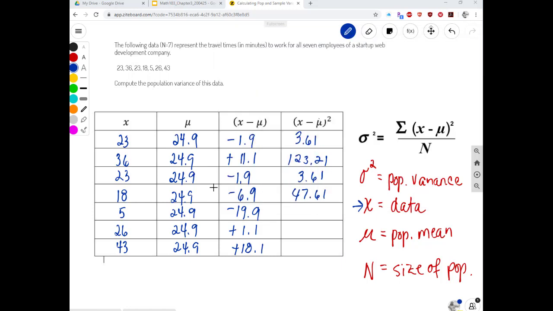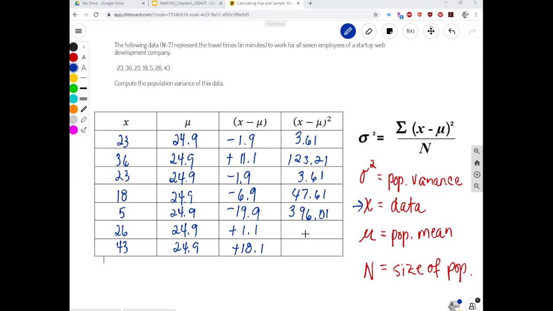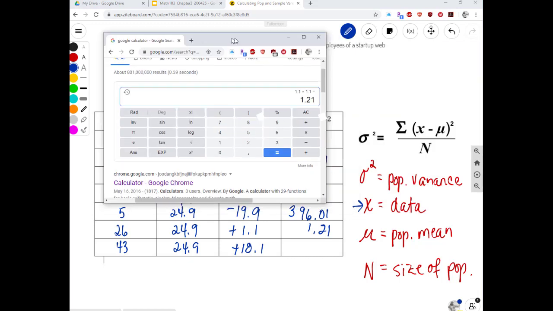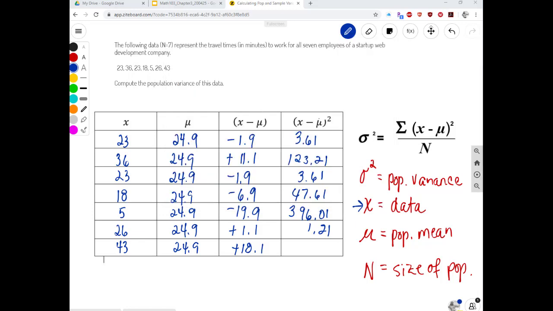$396.01. $1.1 times 1.1, and I'm going to get 1.21. And 18.1 times 18.1, I get 327.61.